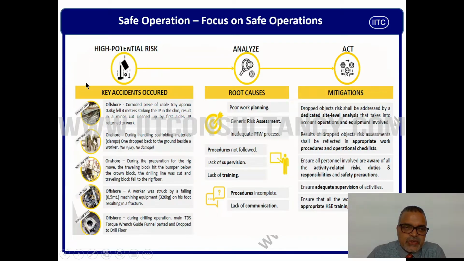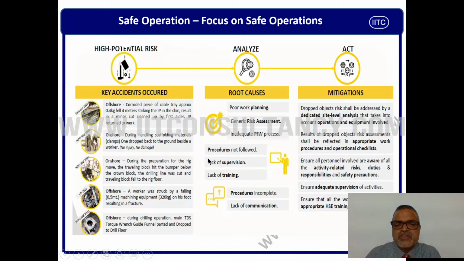Why am I telling you these incidents? Just to give you the root causes. If you see the root causes after the incident investigation of the hypos, hypos meaning high potential, poor working or planning are the root cause. Generic risk assessment: we take the risk assessment generic and we don't customize it, we don't see the actual risk, and then we sign it. Inadequate permit to work, even permit to work was not able to do it. These are the root causes.